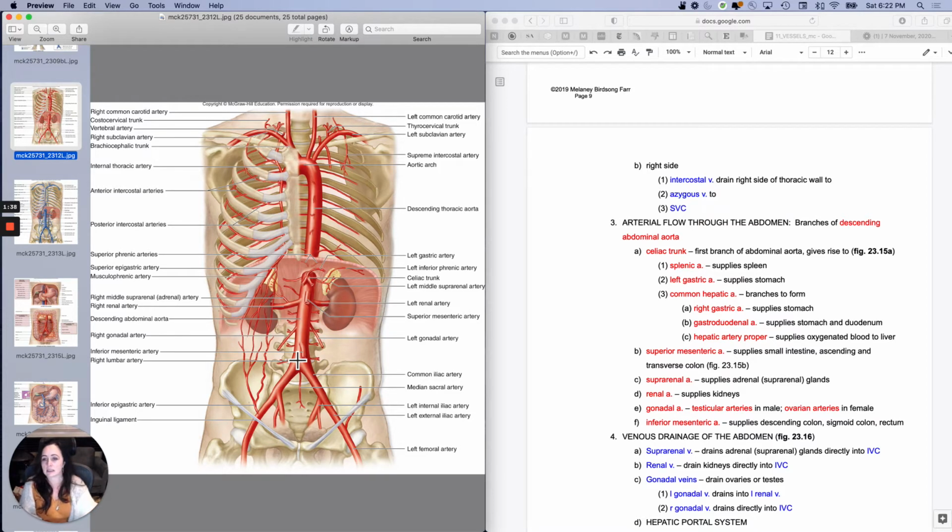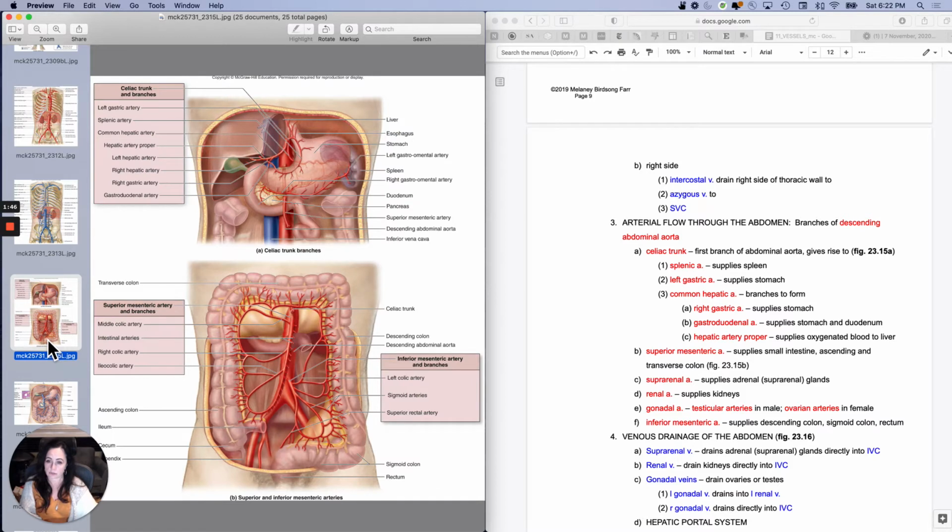And then the next big branch is this guy right down here, which is called the inferior mesenteric artery. And the inferior mesenteric artery is also pictured here. So what it does is supply the rest of the colon that we didn't supply before, and also the rectum. So notice where it's going. This is called the descending colon, and this is the sigmoid colon, and it also supplies the rectum.